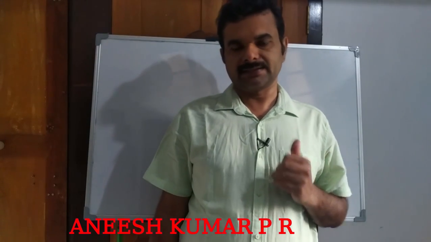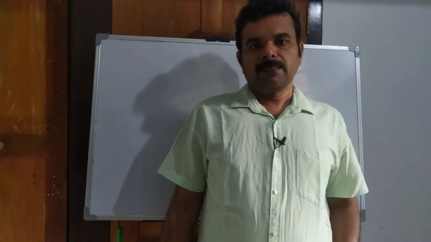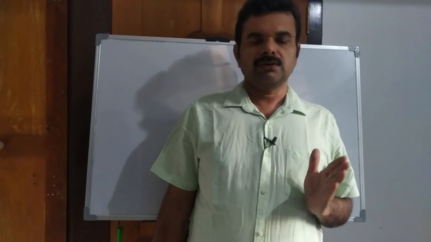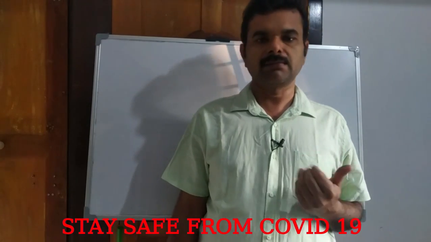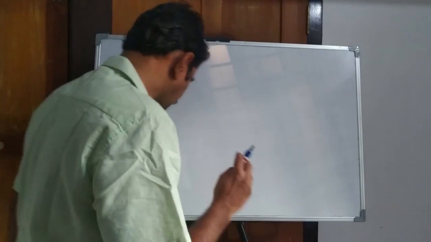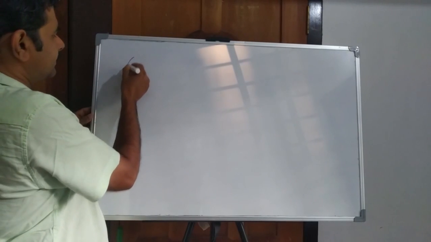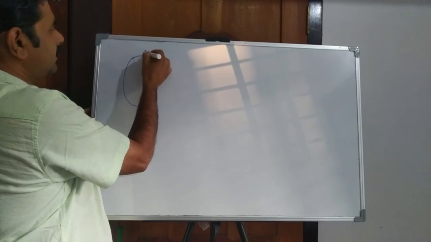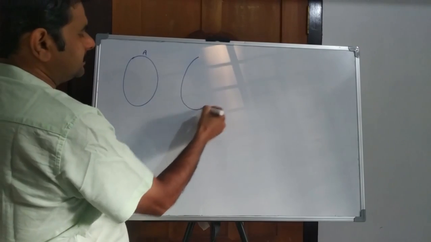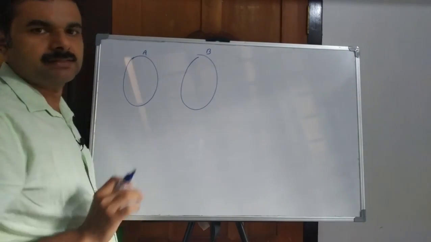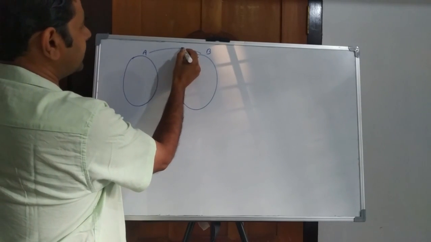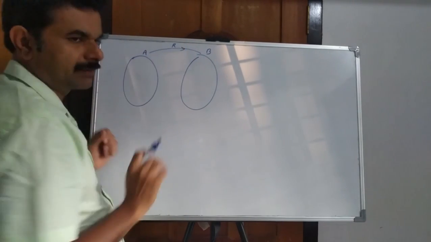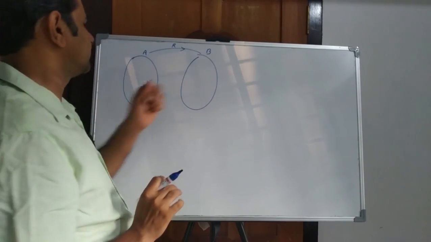We are discussing the later portions of relations and functions. We are very much aware of the concept of a relation, so let us take one more example. There are two sets, A and B, and a relation is taken from A to B. It is named capital R, a relation from A to B.